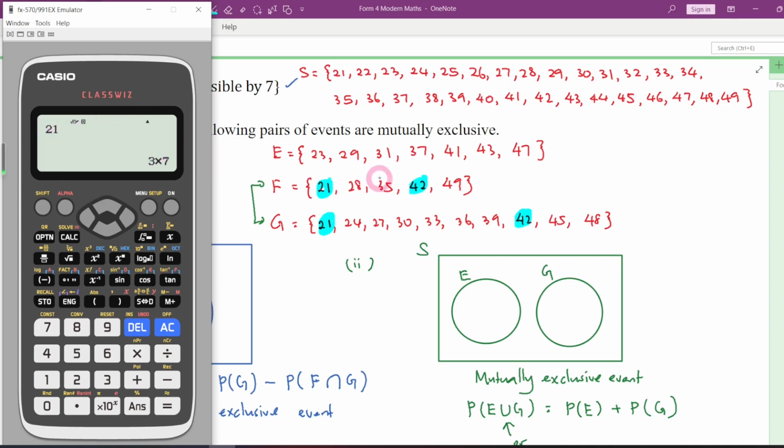Let me show another example. Let's say 24 equal, then we are going to do the prime factorization. 2 power 3 times 3. 24 is not a prime number.